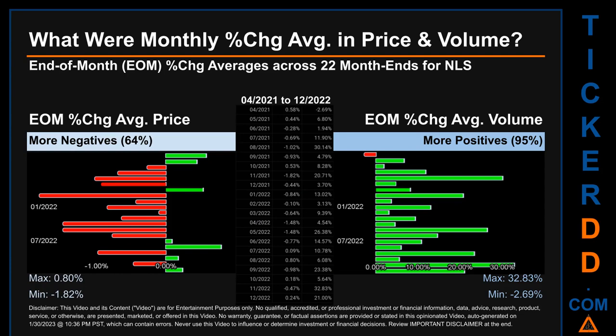Price saw an end-of-month max of 0.80% in average percentage change along with a minimum of -1.82%. For volume, the maximum and the minimum monthly percentage change were respectively 32.83% and -2.69%.